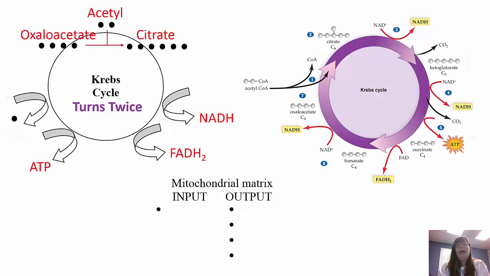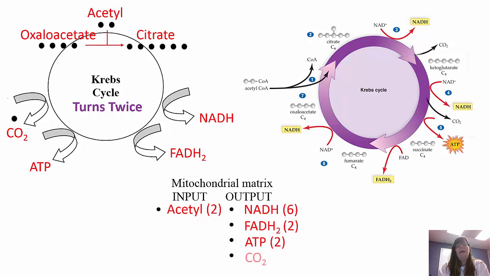The Krebs cycle turns twice for every glucose molecule. And again, it's a circle, so it's kind of self-circulating. So those acetyl groups go in with the oxaloacetate. Once again, carbon dioxide is given off as a byproduct. 2 ATP are generated. 6 NADH and 2 FADH2 are also generated. So you do not need to know the steps, but you need to know the inputs and the outputs. So acetyl goes in, NADH, FADH2, ATP, and carbon dioxide come out.